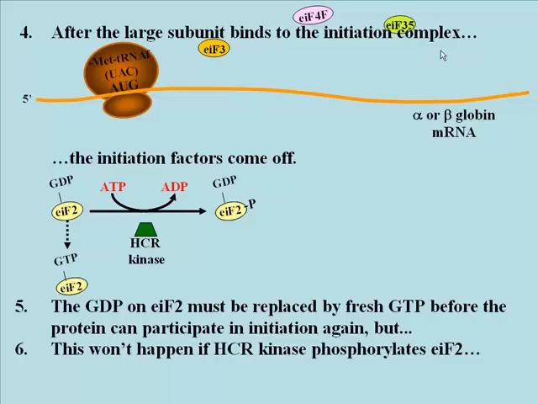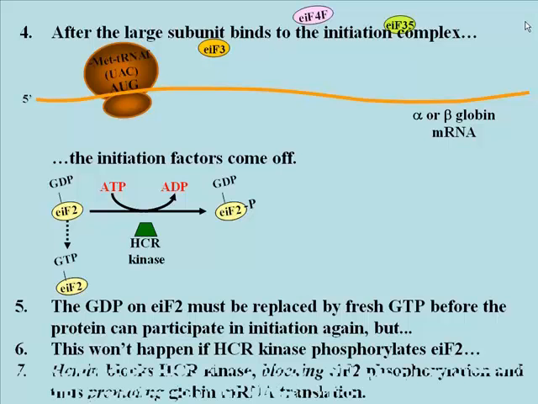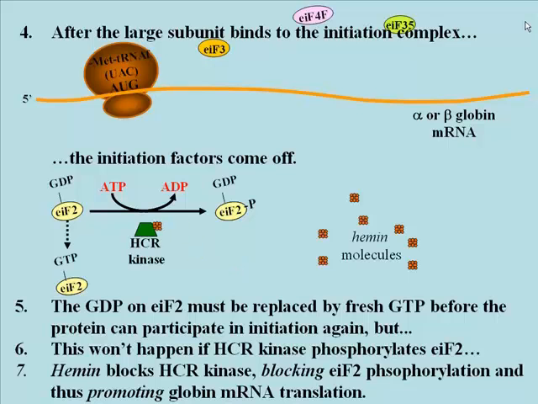If there's no need for further translation of globin polypeptides, an enzyme called HCR kinase catalyzes the phosphorylation of EIF2, shown here. On the other hand, if hemin levels are high in the cell, which would signal a need to make more hemoglobin, excess hemin, as shown here, can bind to HCR kinase at an allosteric site. The resulting conformational change then blocks the kinase activity so that, in fact, GTP can replace GDP on EIF2, and globin mRNA translation can continue.